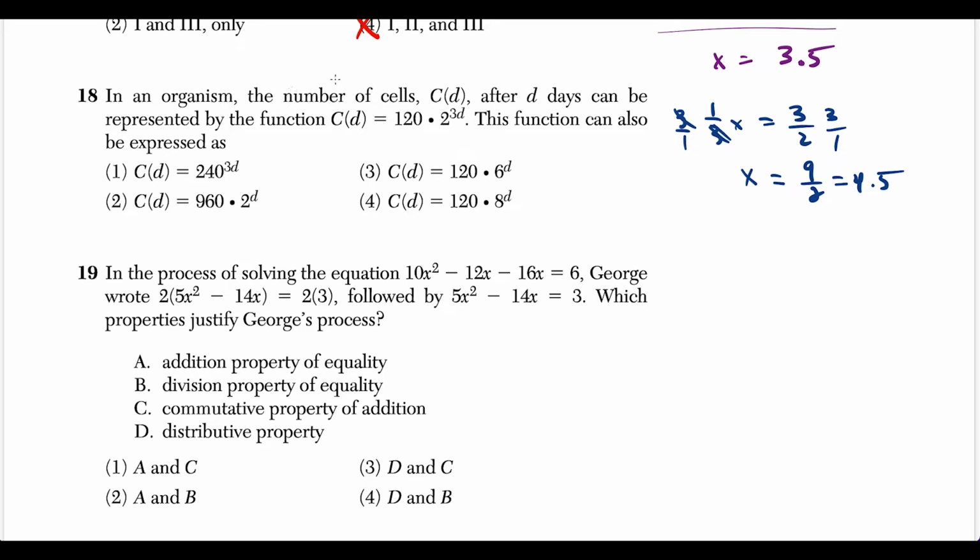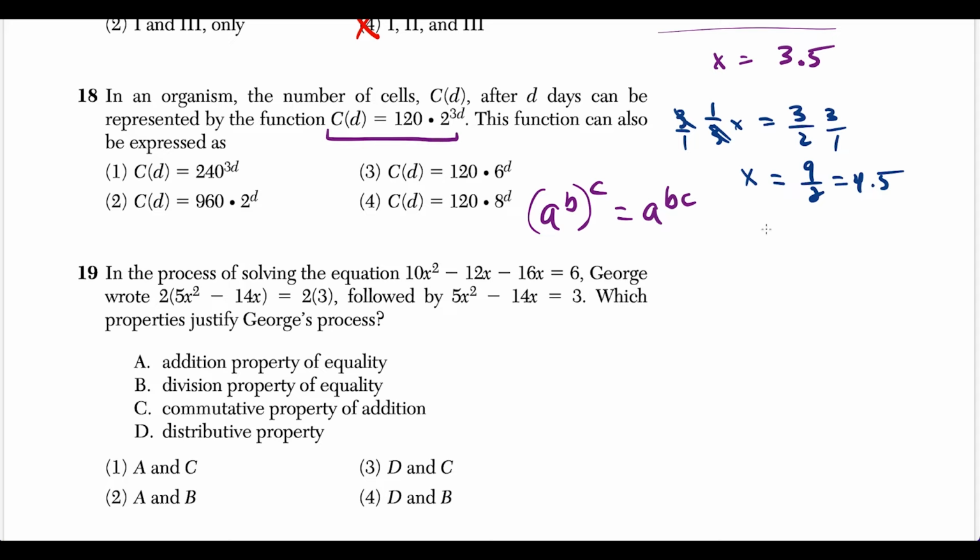Now, question 18 is a bit of a strange question, but what we have is a function c of d, and we want to know another representation for this function. So the actual property that you would use to do this purely algebraically would be this exponent rule. When you have a power raised to another power like this, that's equal to a to the b times c.